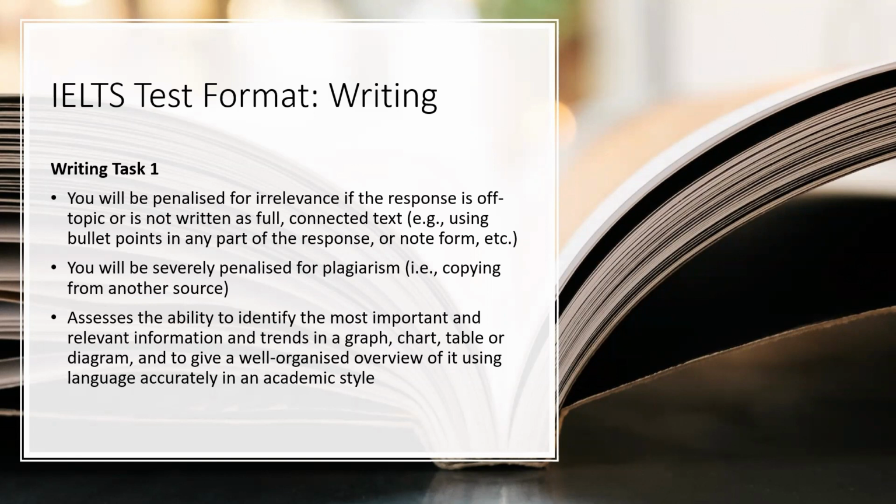Or if we do not write full connected text, for example, if we write in bullet points, then our score will be reduced. Or if we write in note form, we have to write complete, connected, coherent, organized text. Because like we said earlier, it should be academic, semi-formal, and neutral style. If we write in, let's say, bullets or notes, that will be a kind of informal writing, it cannot be called formal or academic writing. And if we do that, then our score will be reduced.